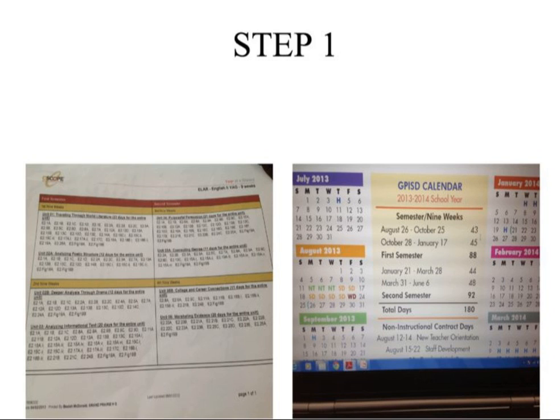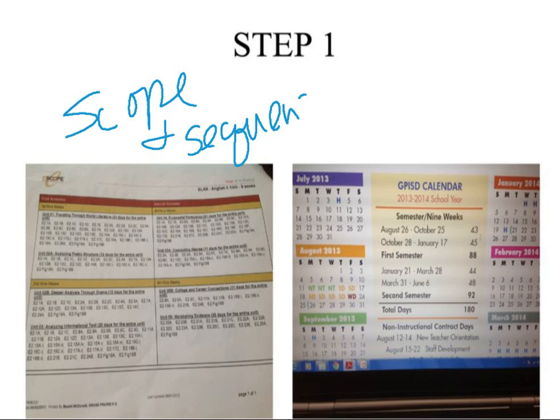The two documents you will need for this part will be the scope and sequence and the district calendar. The district calendar tells you all holidays, testing days, and all of your non-teaching days. Your scope and sequence tells you all of the TEKS that need to be taught during the unit.